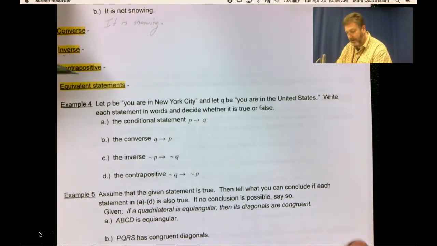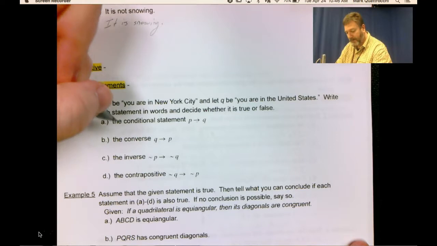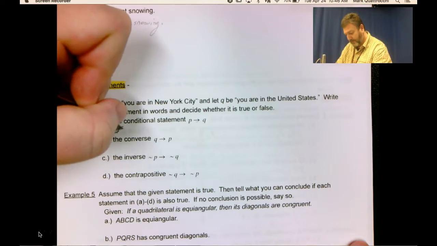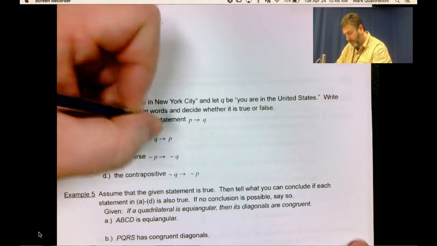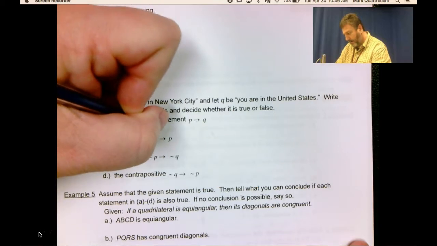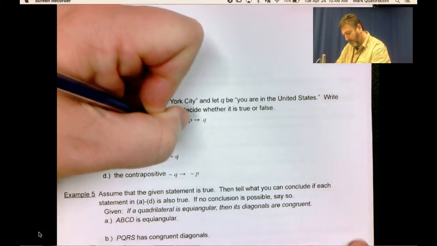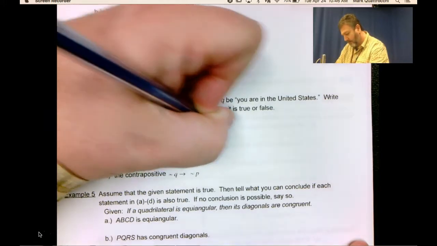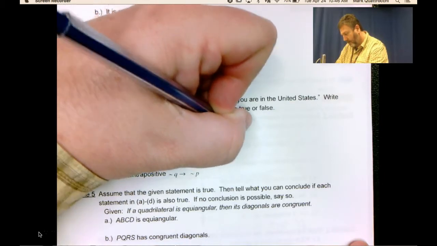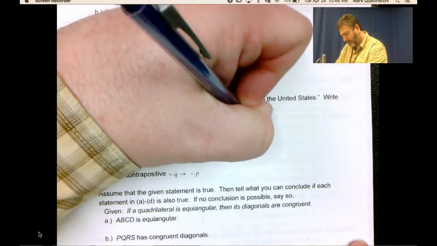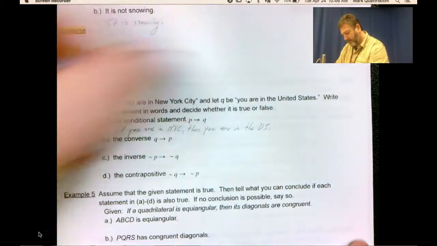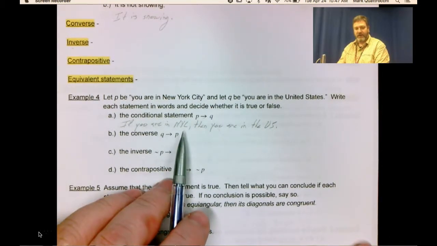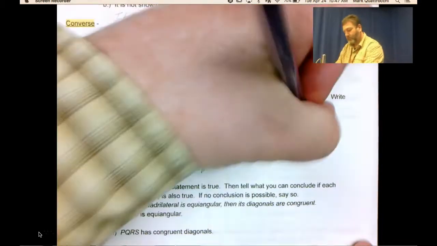How do we write that in if-then form, though, as a conditional statement? So, if you are in New York City, then you are in the United States. So is that a true statement? Yeah, if you live in New York City, you live in the United States. True.